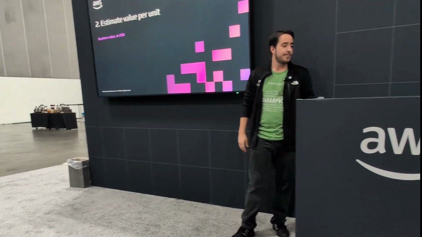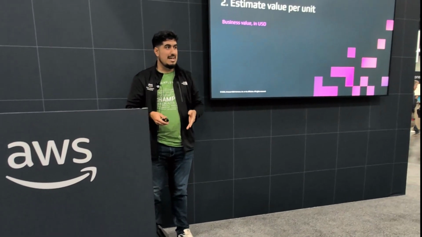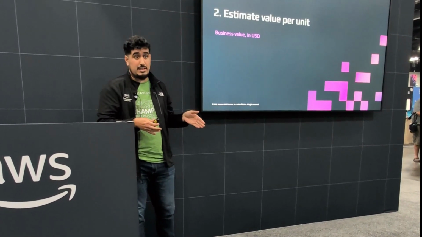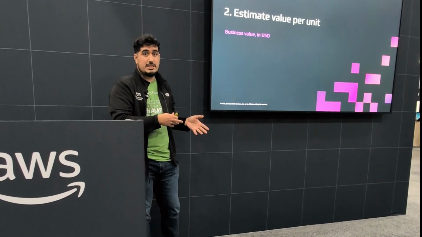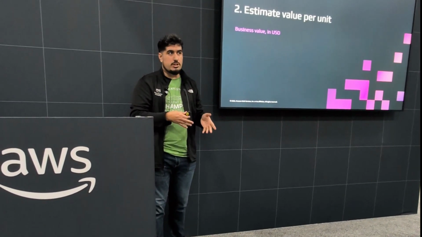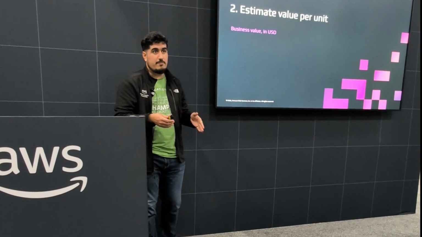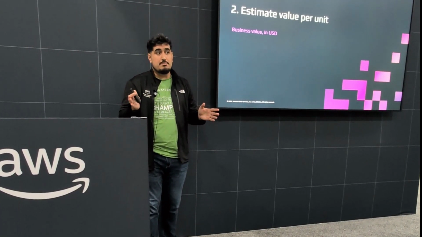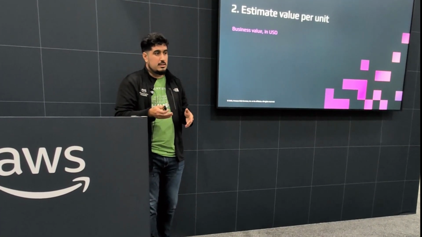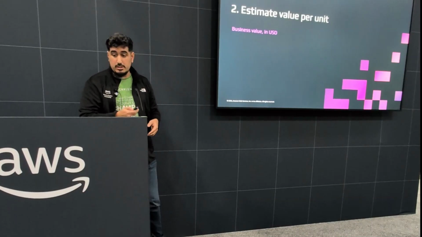So next we're going to estimate the value per unit. And when I say per unit, it means after we had the acceptance criteria defined, we know what our unit of work is. In our case, that's going to be one translated PDF. We are assuming that PDFs have more or less the same length, just to make things a little bit simpler.